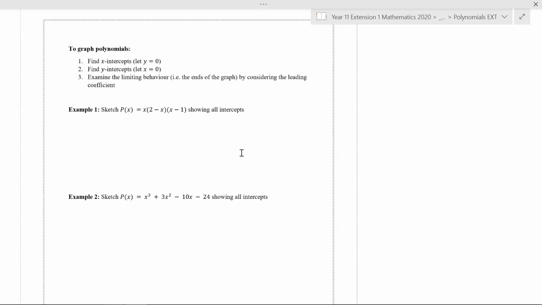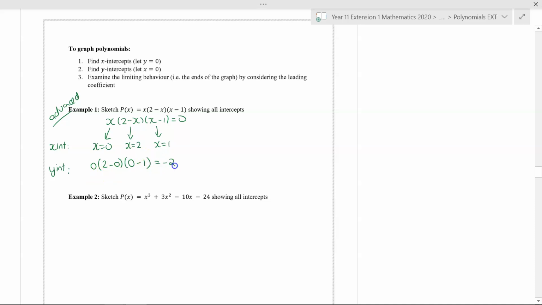So here we have one that's factorised. You can expect these ones in the advanced course. Okay, so first of all, let's get the x-intercepts. So let's set the polynomial to 0. And solve for x. So x could equal 0, x could equal 2. See, I just jumped into that. I feel confident. x equals 1. So there are x-intercepts. To get the y-intercept, well, let's just sub in x is 0. So we're going to go 0, 2 minus 0, 0 minus 1, and that should give us negative 2.